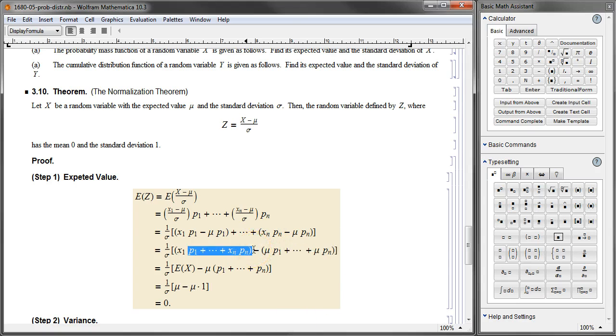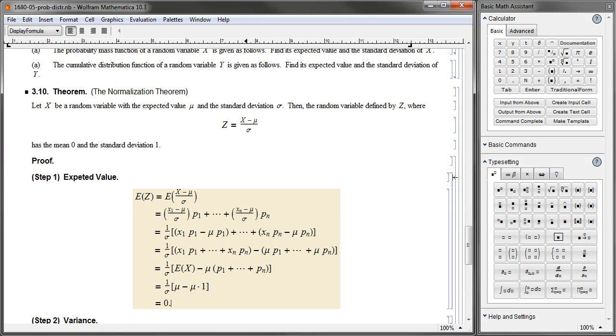And what do you get here? x1 p1 plus x2 p2 and so on, that is the expected value of x, so that's mu. How about the right hand side? Mu times (p1 plus p2 plus all the way up to pn), the sum of all the probabilities, so it is mu times 1. So what do you get? 1 over sigma times (mu minus mu), so that's 0. Expected value has to be 0. Phew.